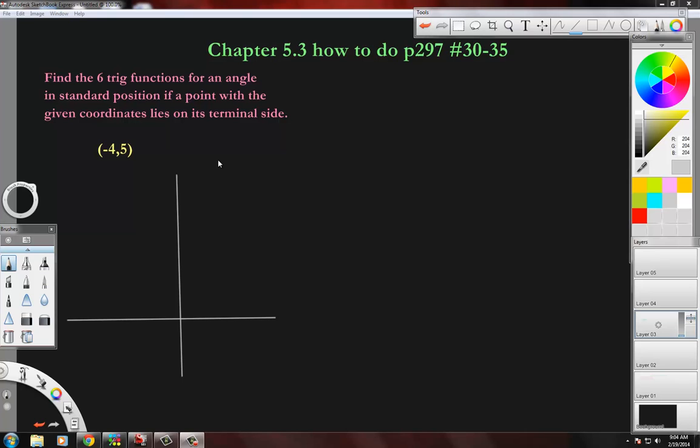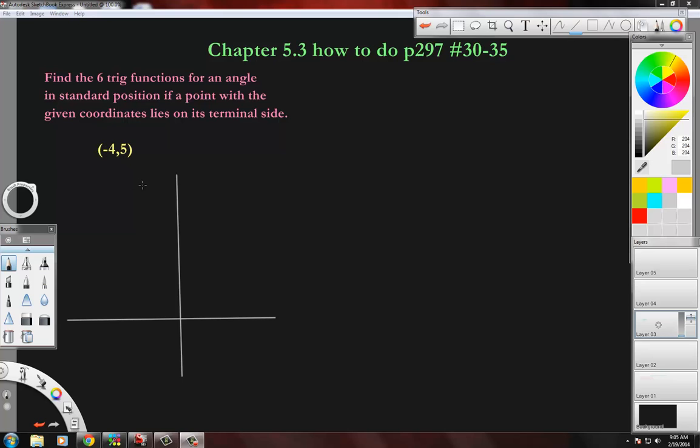I'm going to do a couple examples here to explain how to do problems on page 297, 30 through 35. And I got it all set up here for you. This is going to be awesome. Finding the 6 trig functions for an angle in standard position if the point with the given coordinates lie on its terminal side. And I have the point here. So your homework is going to just be a point, and you're going to have to figure that out.